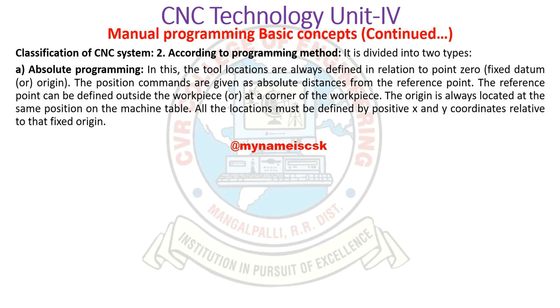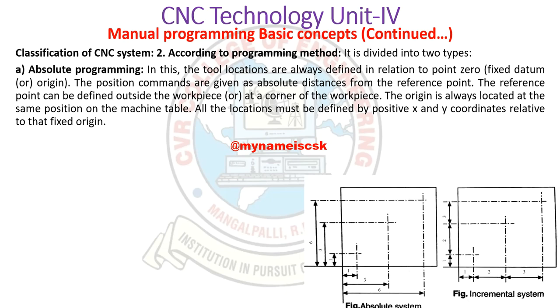Next, coming to another classification, according to program method, there are two methods. Either we can set by using absolute method or incremental method. So here I will be explaining. So these are the coordinates where the workpiece has to move.